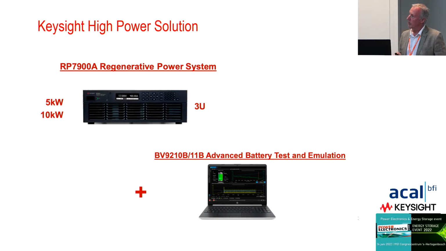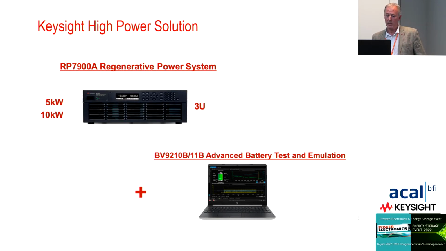Up on the top left is a regenerative power supply. Typically, if you're doing really high power measurements, then you would dissipate the energy as heat. So you then have to invest in temperature control for the environment, which is expensive. The RP7900A is regenerative, so when you start to sink current, basically it puts it back into the grid. So it saves you money, and it also saves on refrigeration costs.